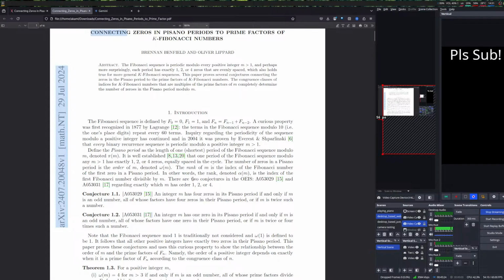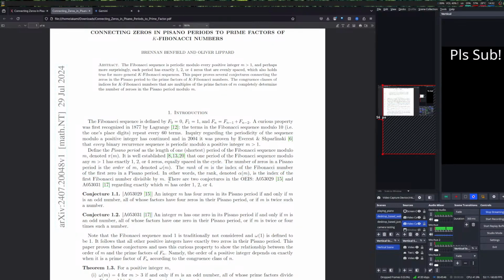All right. Let's get back to the paper. So again, the number of zeros in a Pisano period is the order of m. So terminology there, and we denote it omega m. The rank of m is the index of the Fibonacci number of the first zero.